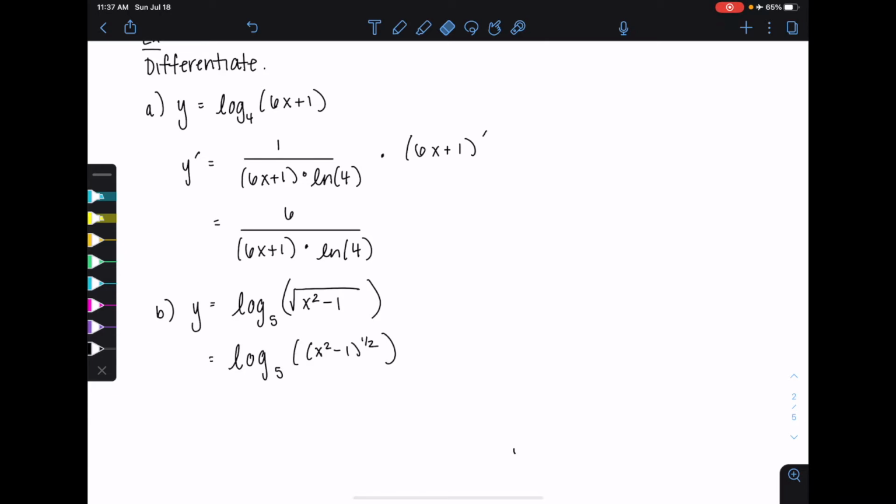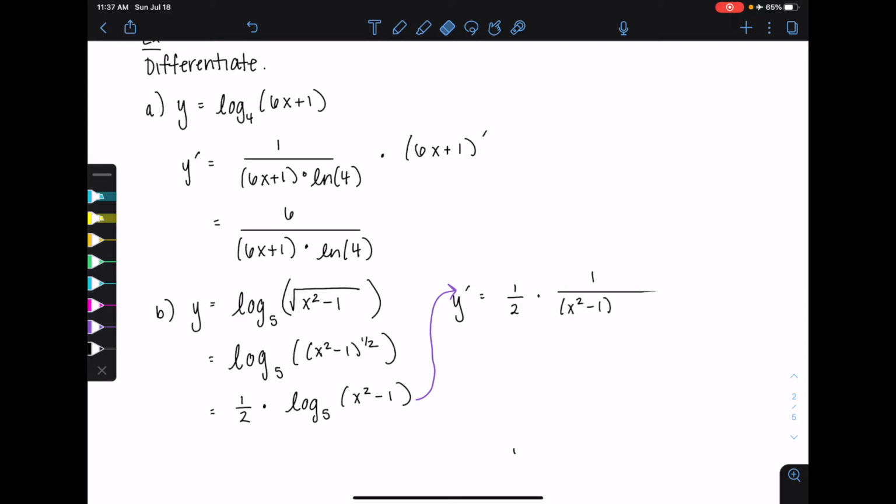So the square root you can really write as x squared minus 1 to the 1/2. And then your 1/2 pops out front, and you're left with log base 5 of x squared minus 1. So now we can go ahead and utilize this to take our derivative. Y prime is going to be 1/2. Derivative of log base 5 of x squared minus 1 is 1 over the inside times the natural log of the base. Chain rule, we have to multiply by the derivative of x squared minus 1.